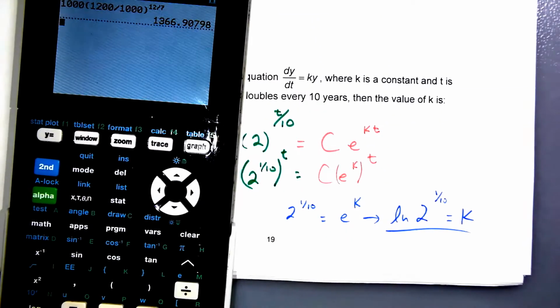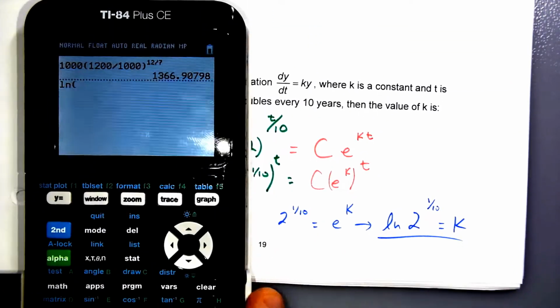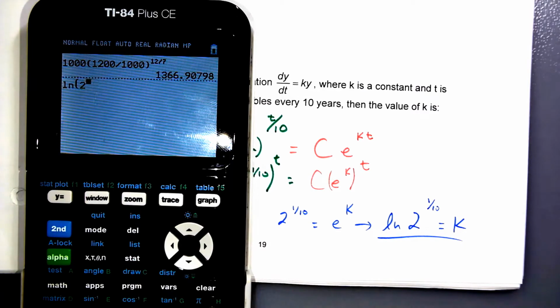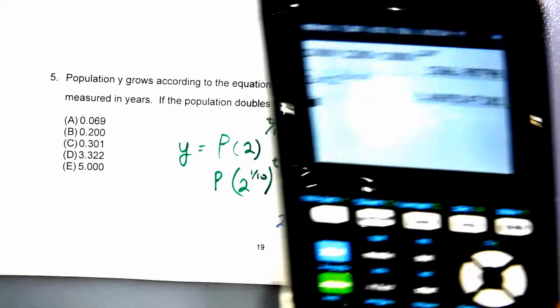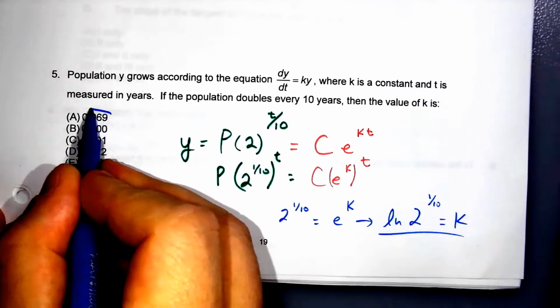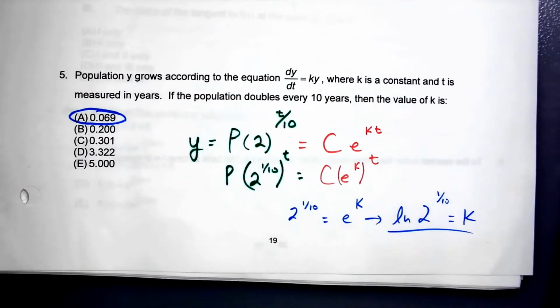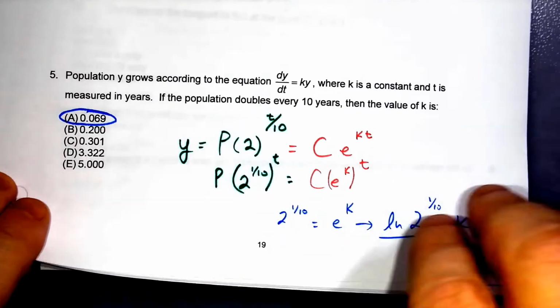So what is the log of 2 to the power of 1 over 10? 0.0693. So that is the answer to problem number 5. Okay, again, doing the odd problems.